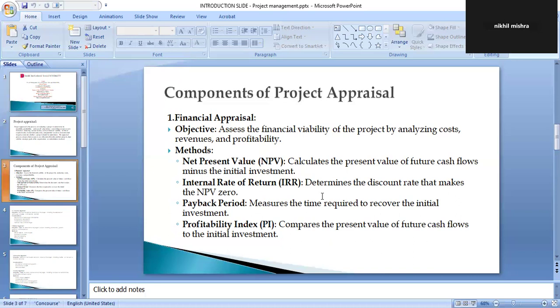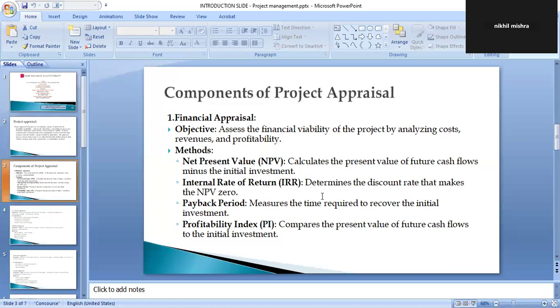Similarly, there is a profitability index. This is another method of appraising the project, or checking the financial viability of the project. What does it say? It says that the present value of all probable inflows which you are expecting out of that particular project should be divided by the initial investment, and if the value is more than one, then we will accept the project, otherwise we will reject the project.